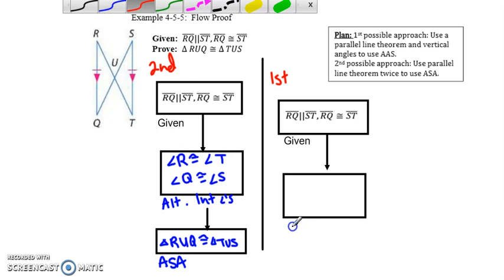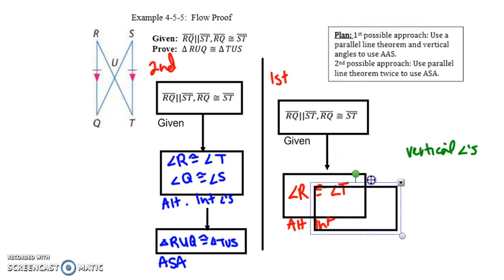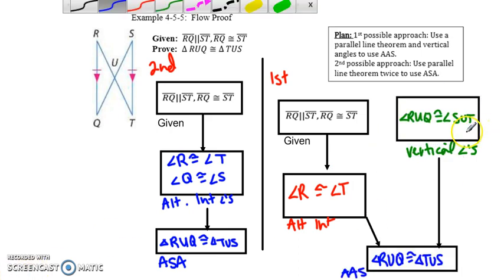Okay, so alternate interior again, we're still going to use that, and that's going to do angle R is congruent to angle T. And then we're going to use vertical angles. All right, so here's my vertical angles right here, RUQ and SUT. And then we also had our alternate interior. There they are marked. So now we have an angle and a side to prove those triangles are congruent.